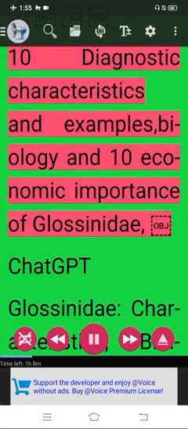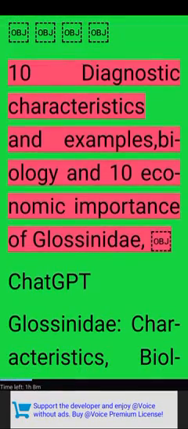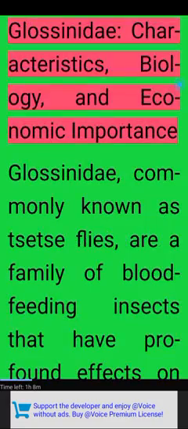10 diagnostic characteristics and examples, biology and 10 economic importance of Glossinidae. ChatGPT. Glossinidae, characteristics, biology, and economic importance.